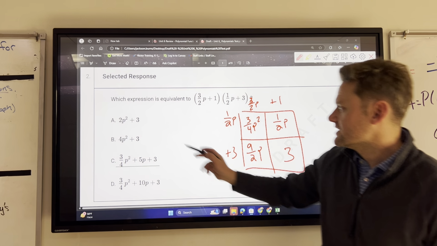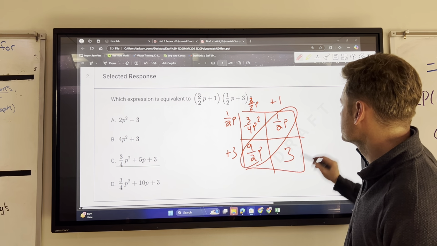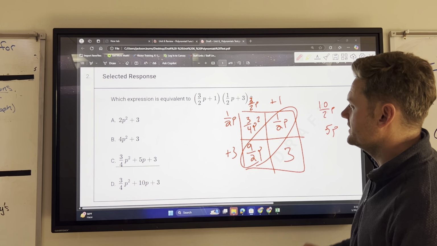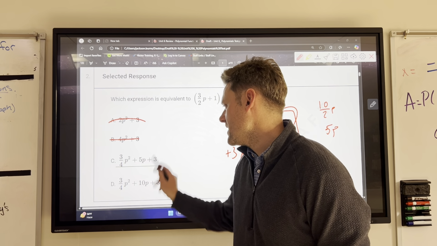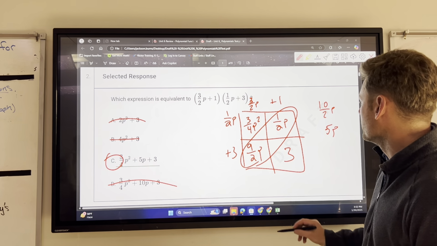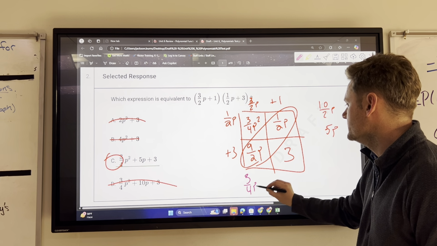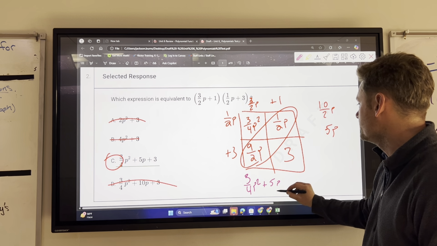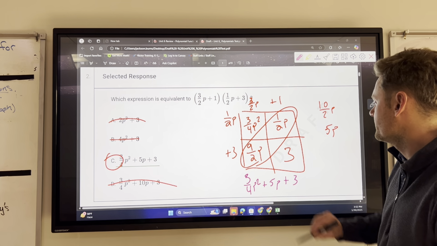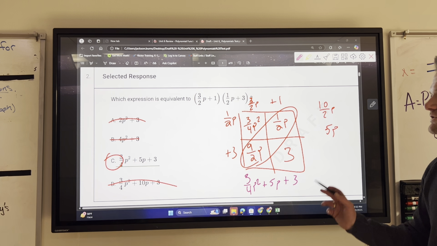So right away, I check to make sure I got 3's on all of those. I do. I add up these halves, so that leaves me with 10/2 p or 5p. So the second one needs to be 5, so you can eliminate everything there. And then, of course, I do have 3/4 p squared. So all together, it'll be 3/4 p squared plus 5p plus 3, because 9/2 and 1/2 make 10/2, which makes 5. All right. So all I have to do is multiply.